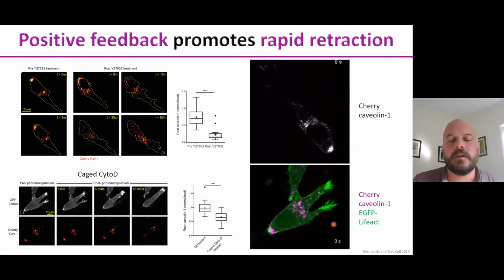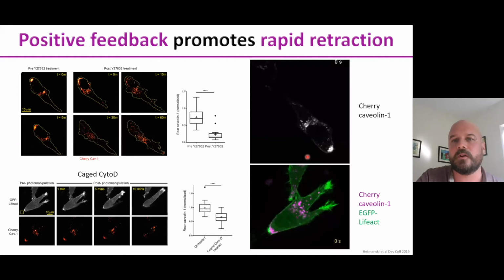So more contractility around the cell rear might lead to a further decrease in membrane tension and more caveoli formation, which could further increase contractility. So we decided to test this first using the ROCK inhibitor Y27632 to inhibit contractility. If this feedback loop is in place, we'd expect that inhibiting contractility would affect the localization of caveoli at the cell rear.